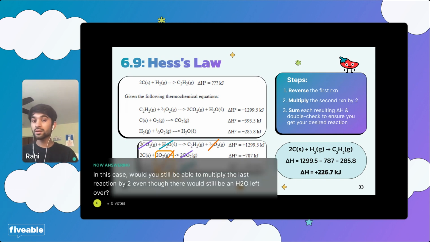And what does that mean? It still means you'll get the same result. You will still get 226.7. And that's fine, because the difference will still be the same since you multiplied everything by 2. But what you did is essentially irrelevant. It's not wrong. You'll get the correct result, but it's unnecessary in order to get the result.